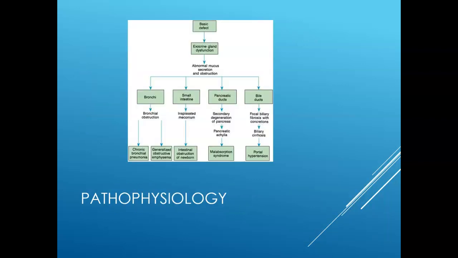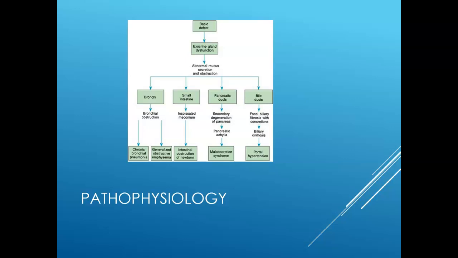Okay, so here's a pathophysiology chart that you can see. There you have the basic defect. It affects the exocrine gland. And then what happens is abnormal mucus secretion and obstructions occur. It will occur in the bronchi, so we get bronchial obstruction, chronic bronchial pneumonia they seem to get, and general obstructive pneumonia.